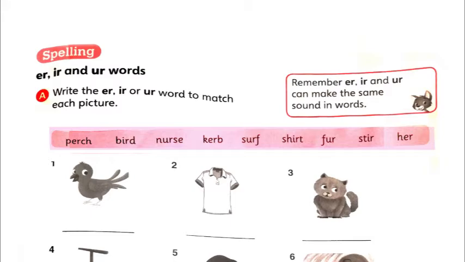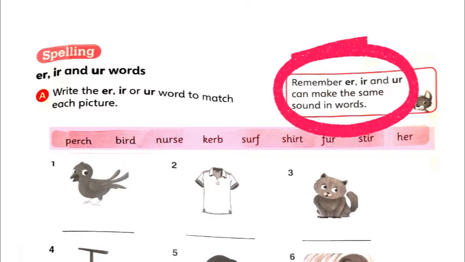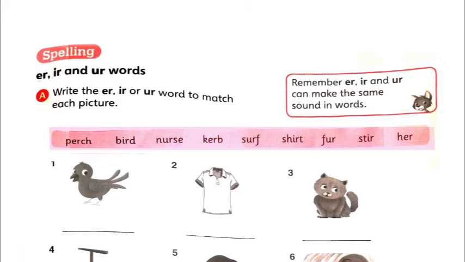It's the sound, right? So now let's see, they have given us a small note on the side. Remember, ER, IR and UR can make the same sound in words. So like I explained, these three sets of letters, they give us the same sound, no? So remember, we did many exercises on this. Okay, so now in this you have to write these words. Right, let's see what they want us to do. Write the ER, IR or UR words to match each picture.